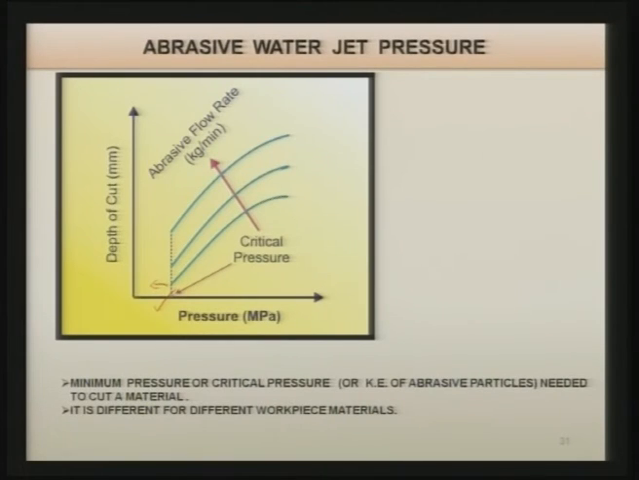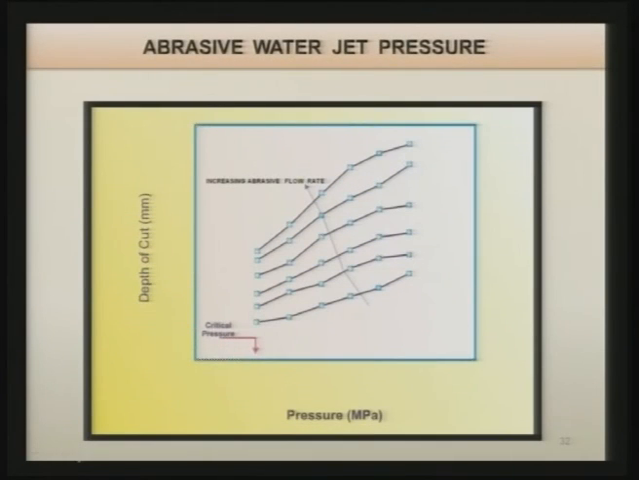Now, also if you see here, as the abrasive flow rate increases, the depth of cut also increases, but again this is not a linear relationship. So, you can see here that a minimum pressure or critical pressure, or kinetic energy of abrasive particles, is needed to cut a material, and it is different for different workpiece materials. Same thing is shown over here with the various experimental points. As the pressure is increasing, the depth of cut is also increasing, and as the abrasive flow rate is increasing, the depth of cut is also increasing.